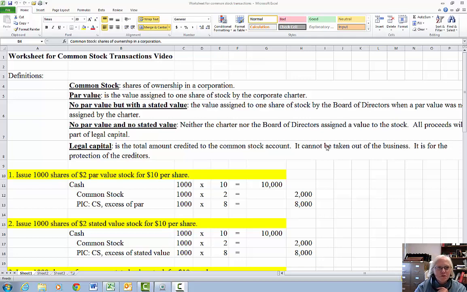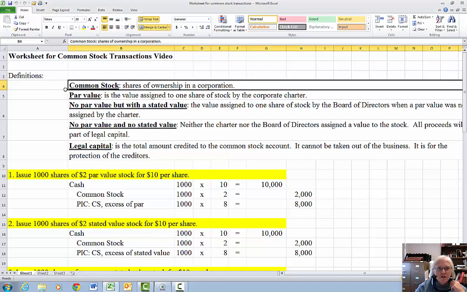Hey folks, let's work on some common stock transactions. We'll begin with definitions. Common stock is the first definition. It is shares of ownership in a corporation. The common stock account is reported in stockholders' equity. It has a normal credit balance, and you would increase it with a credit and decrease it with a debit.